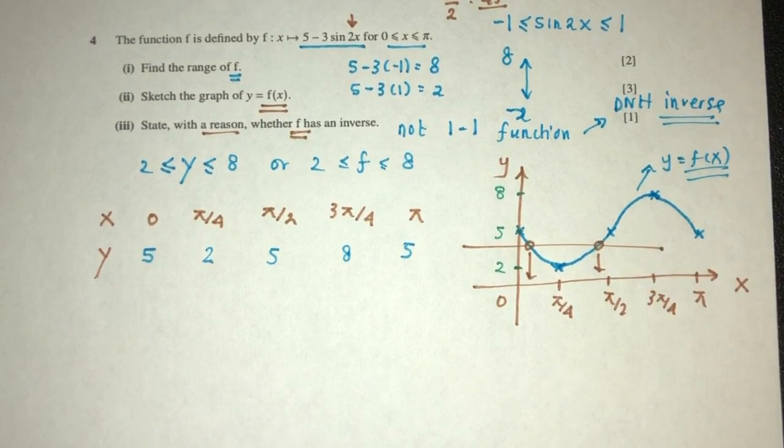That's the reason why. And when they ask you why does it have an inverse, because it is a one-to-one function. Why does it not have an inverse? Because it is not a one-to-one function. This is the reason behind.